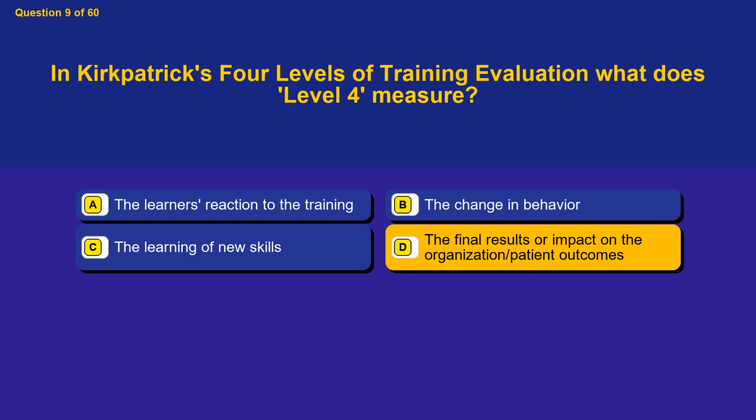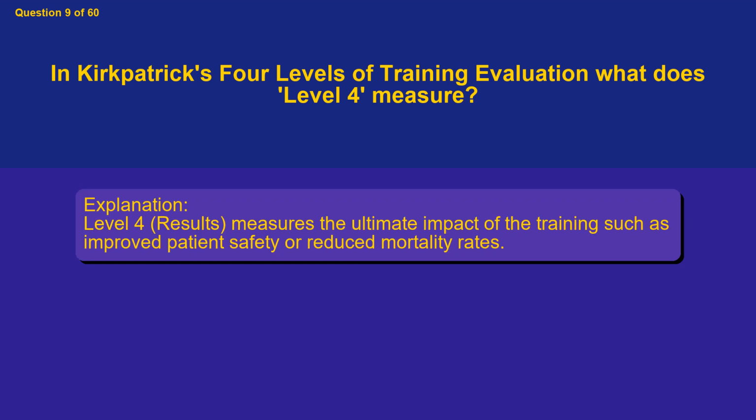The correct answer is option D, the final results or impact on the organization/patient outcomes. Level 4, results, measures the ultimate impact of the training, such as improved patient safety or reduced mortality rates.